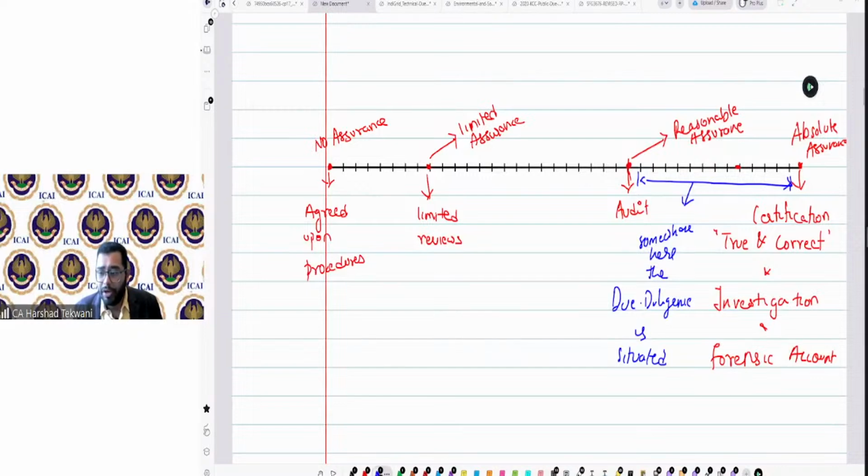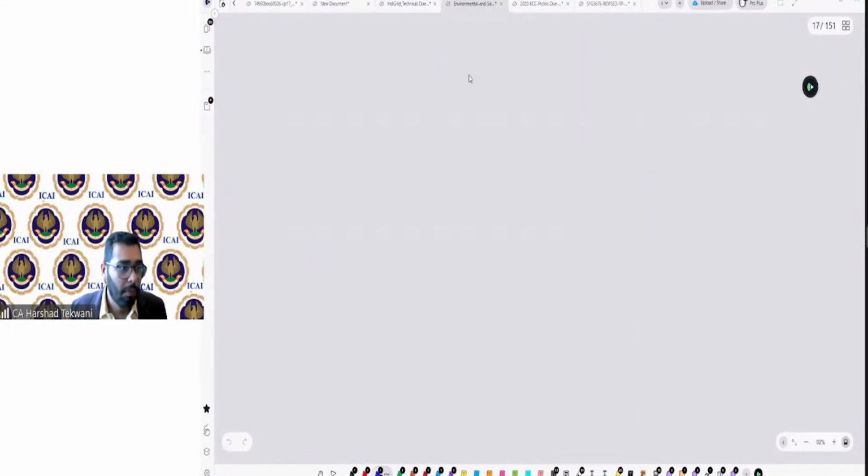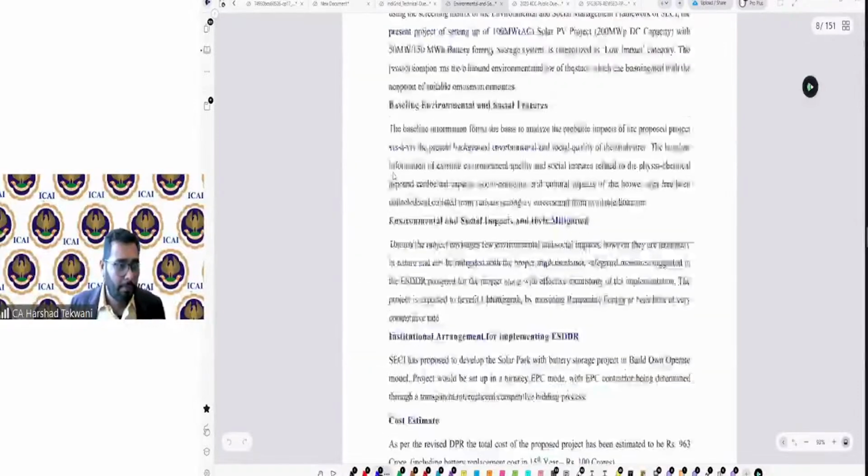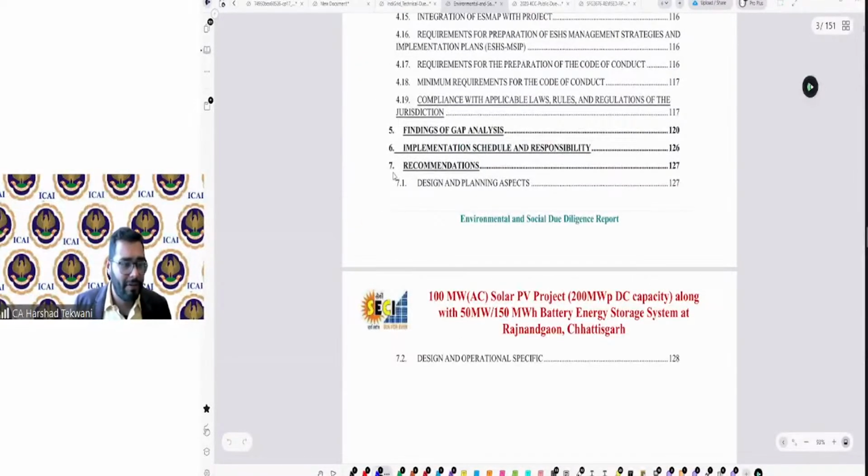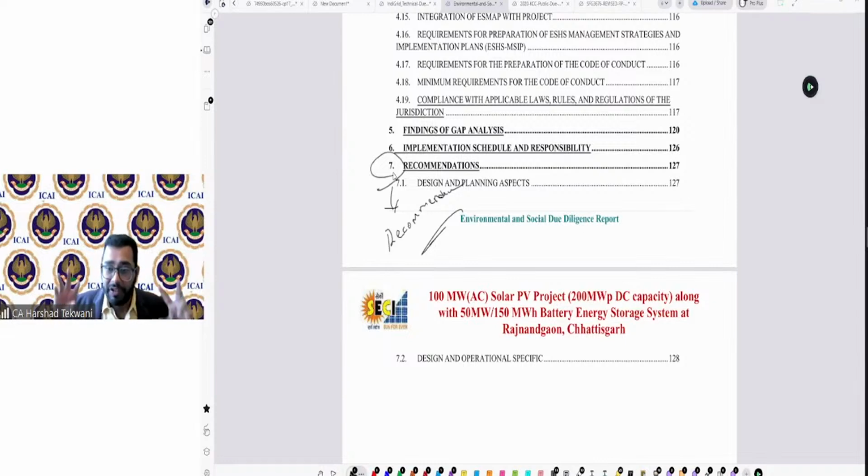So there is a question: do we give an opinion in due diligence? You prepare a report based on the subject matter, whatever the assignment of the due diligence was, for example tax due diligence. So in your report, it's not only about the opinion. If I just show you this particular report, you have recommendations. In your report, it's not about the opinion, it's about the recommendations, what you recommend after performing the due diligence.